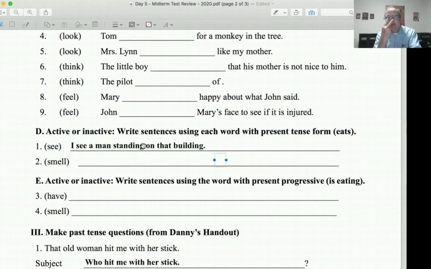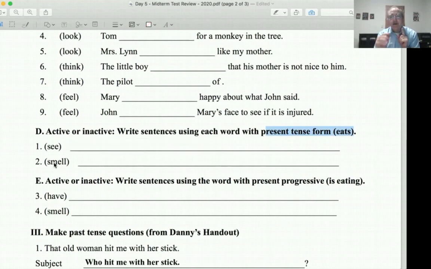See, when it's "see," it does not use ing, and that's what we want. We want present tense form, no ing. Do not copy my sentence. This is my sentence. Don't copy sentences from your grammar book or from the paper I gave you or from me. You need to make your own sentence.